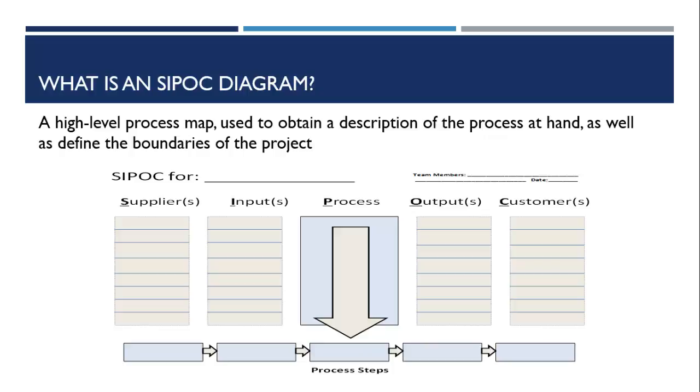An overarching purpose for developing a SIPOC diagram is to graphically illustrate the process components and stakeholders, as a method of better communicating the overall scope and complexity of a particular improvement initiative. The following is an illustration of a sample SIPOC worksheet.